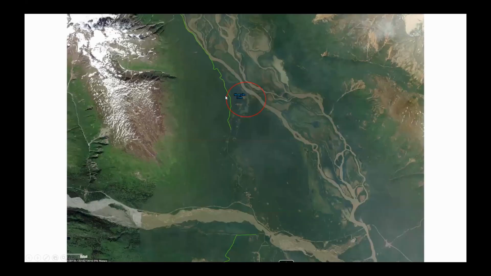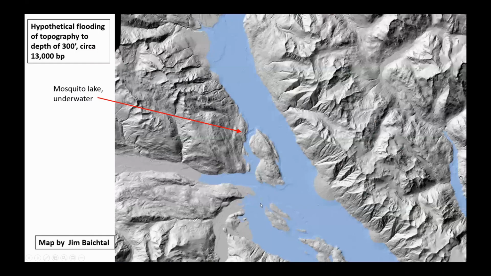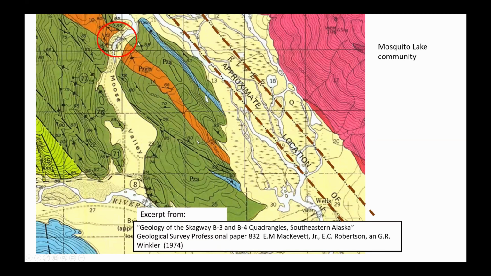Okay, so let's go look at Mosquito Lake. Here's an aerial photo. You can't really see very much. There's not much outcrop in here. And going back to that same map, at 13,000 years ago, the community of Mosquito Lake was also underwater. Here's the geology map of the area. So here's the red circle where the community is.